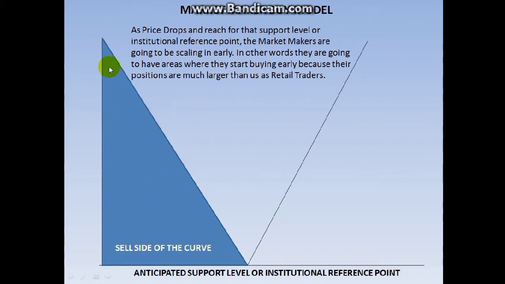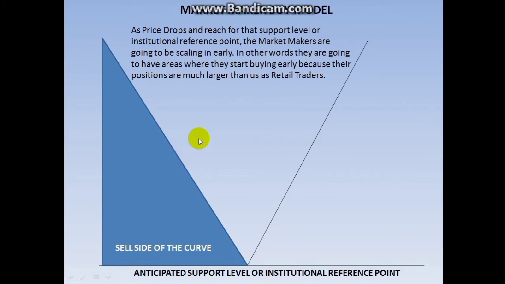Now as price trades lower, this is known as the sell side of the curve. As we go further, we're going to understand the sell side and the buy side of the curve. See, this is price being delivered only on the sell side. And as price drops, reaching for this support level, smart money are going to be scaling in their positions.